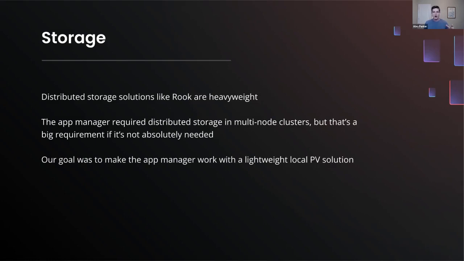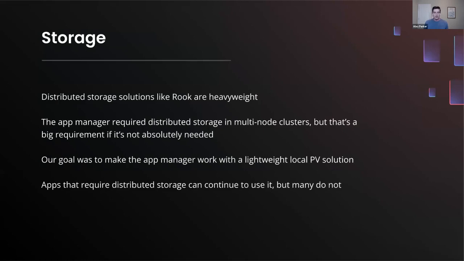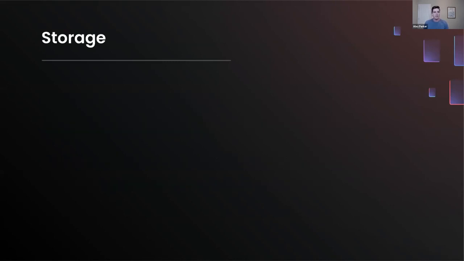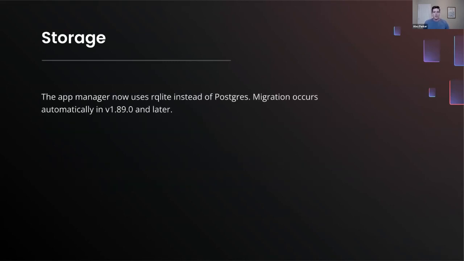So our goal was to make the app manager work with a lightweight local PV solution. And then apps that require distributed storage can continue to use it, but a lot of them don't, and they'd be able to leverage this lighter solution just like the app manager can. So a couple changes that we made are, one, the app manager is now using a database called SQLite instead of Postgres. And there's a migration that's going to occur automatically in version 1.89 and later to move all the data out of Postgres and into SQLite.